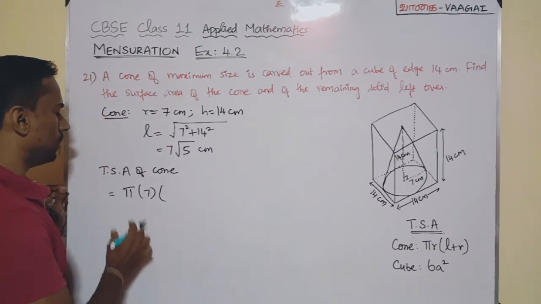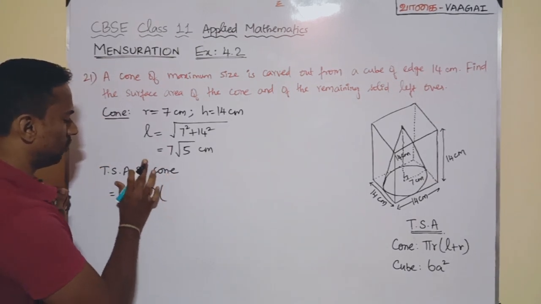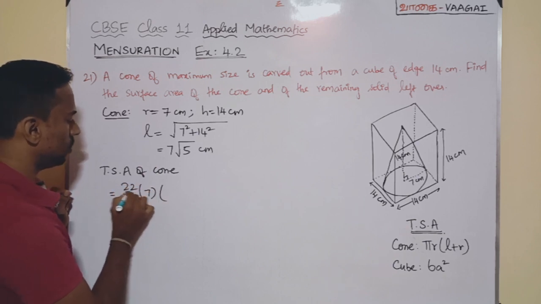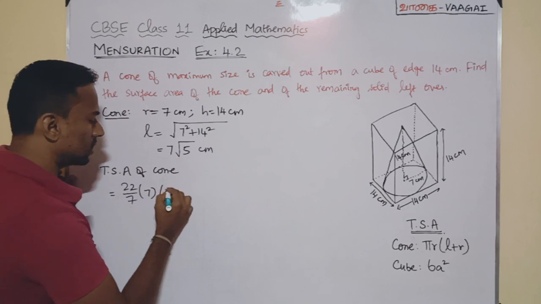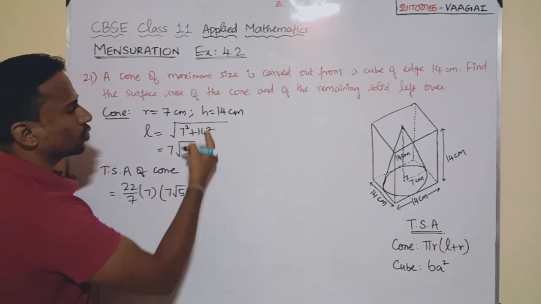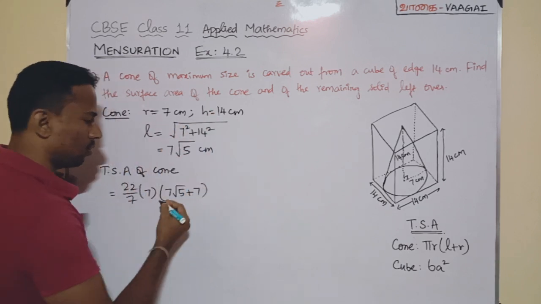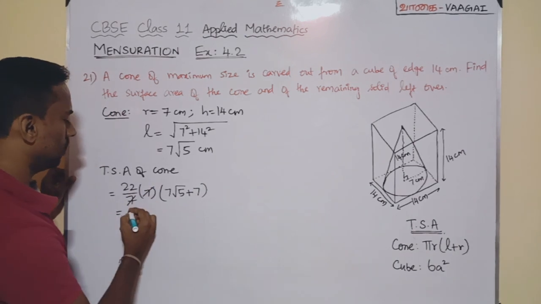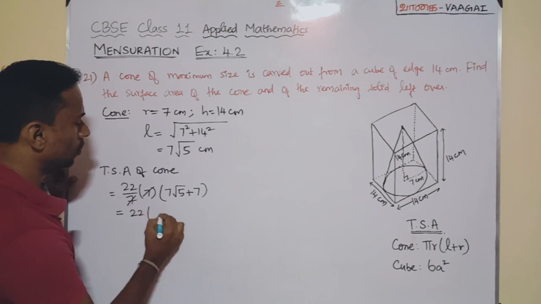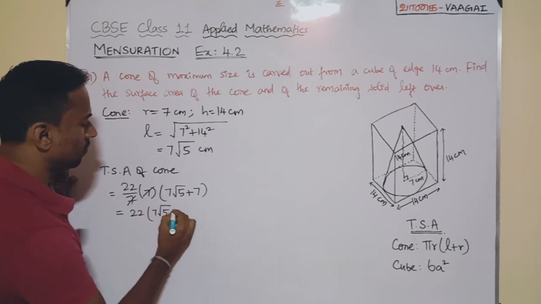So what about L plus r? First of all I can even take the value of pi as 22 by 7, right? So 22 by 7 into L plus r. L is already 7 root 5, plus r is going to be again 7. So I can cut this 7 and 7. I will be having 22 into 7 root 5 plus 7.